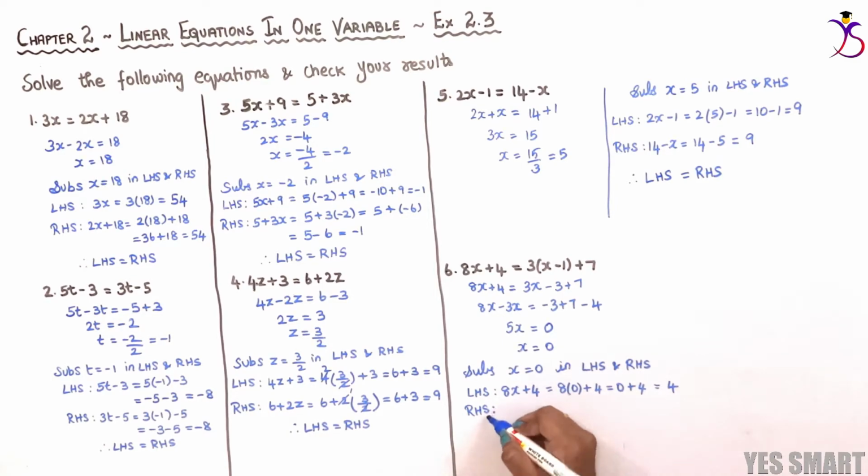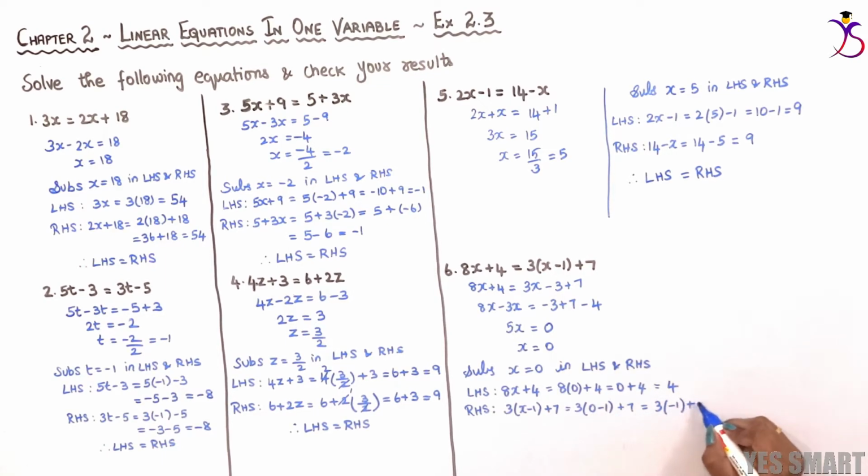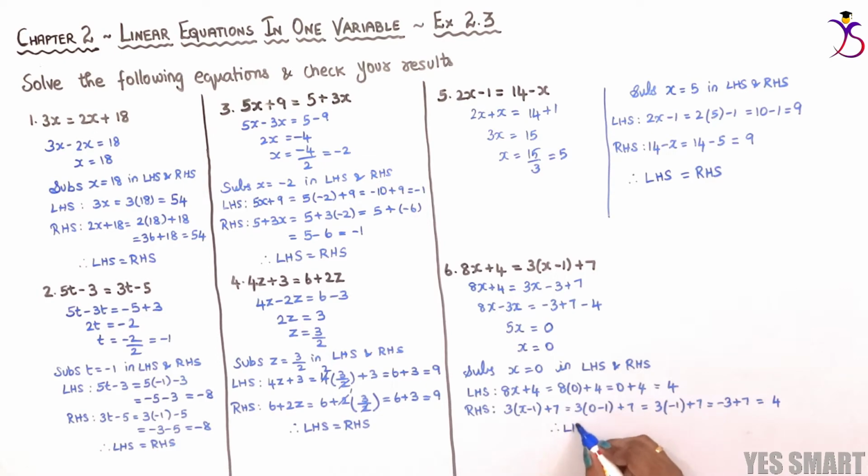RHS: 3 into x minus 1 plus 7 equals 3 into 0 minus 1 plus 7. 0 minus 1 is minus 1. So 3 into minus 1 plus 7 equals minus 3 plus 7. When you subtract, we get 4, and the greater number's sign is plus, so it is plus 4. Both are the same. Therefore, LHS equals RHS.